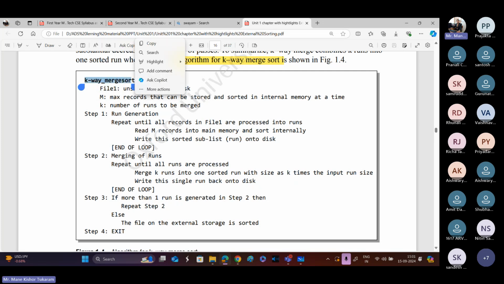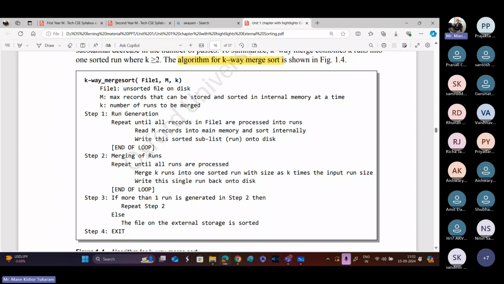Inside that name, we are passing the parameters: file 1, M, and K. So these are the inputs. File 1 means what? Unsorted file on the disk. M means the maximum data to be sorted inside the internal memory. And K means the number of sorted blocks which we need to merge.